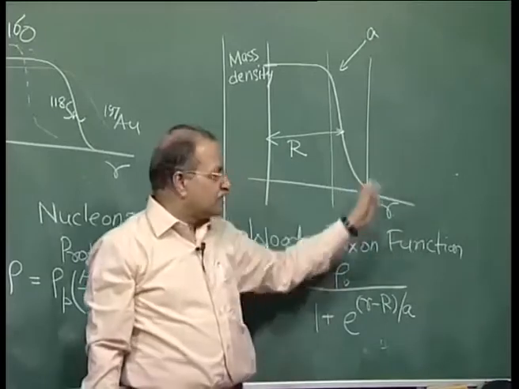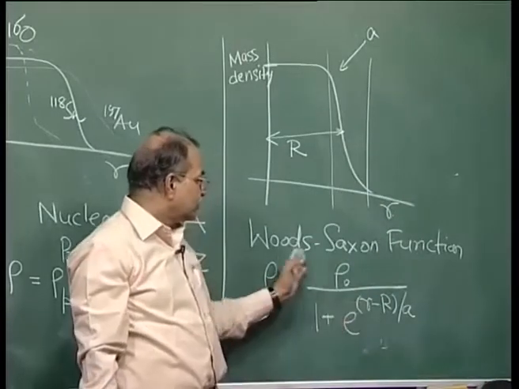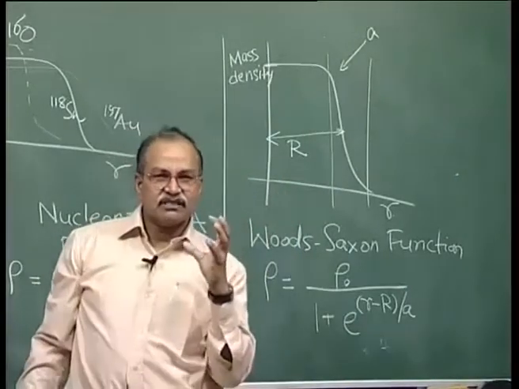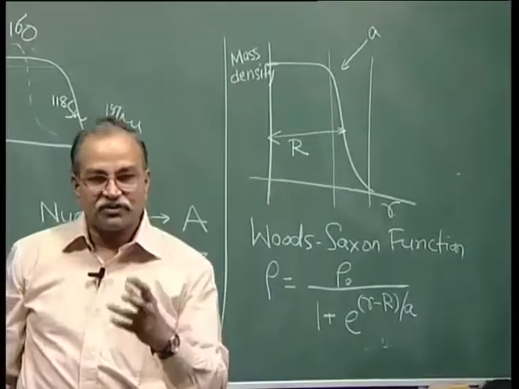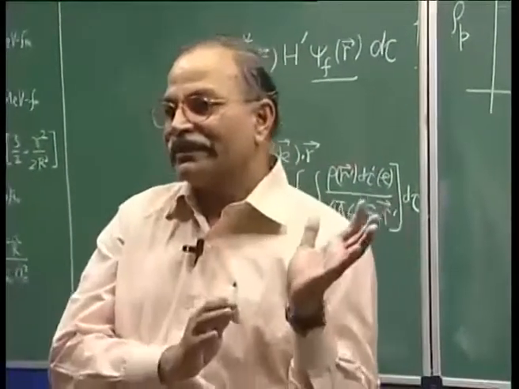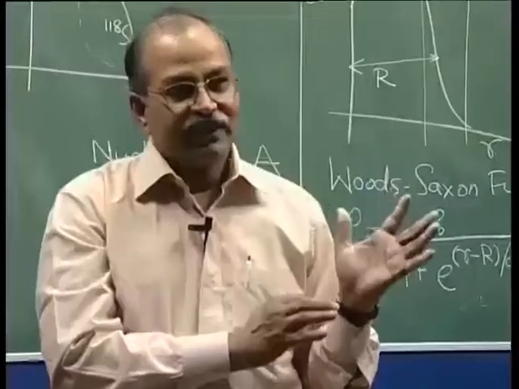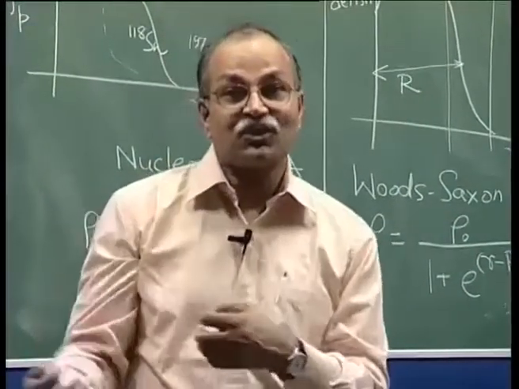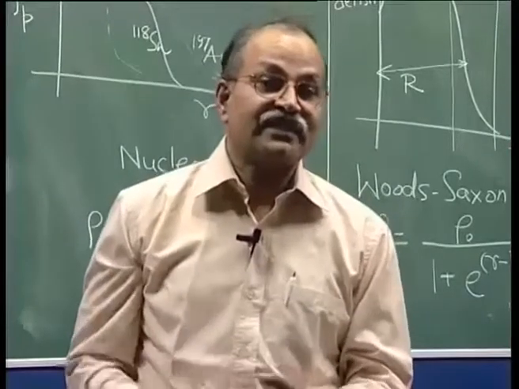So, these are the kind of parameters that you get, and how neutrons and protons are distributed in the nucleus, roughly this is the picture. So, next class I will start from here and talk about more methods to get to the distribution inside the nucleus.